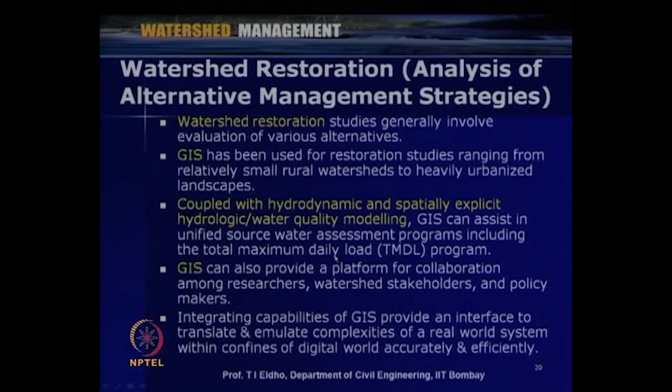As I already mentioned earlier, a watershed or a river basin is a very large area. We cannot move through the area and identify how the system is behaving. But if we can obtain all the maps and details within a GIS environment, within a computer display, then we can do various planning and management in a very accurate and efficient way. That way GIS is very helpful.